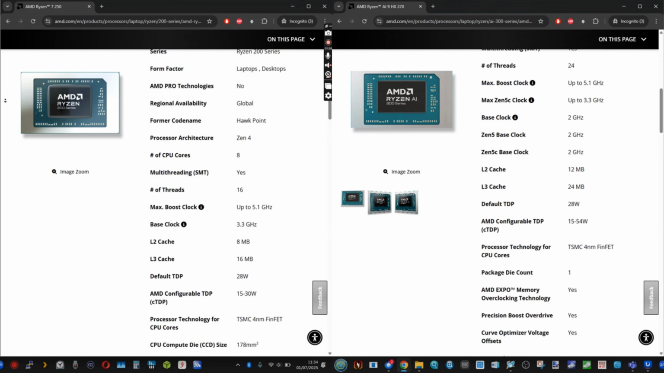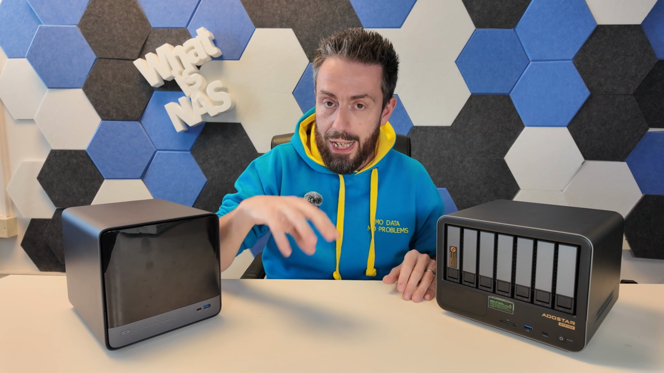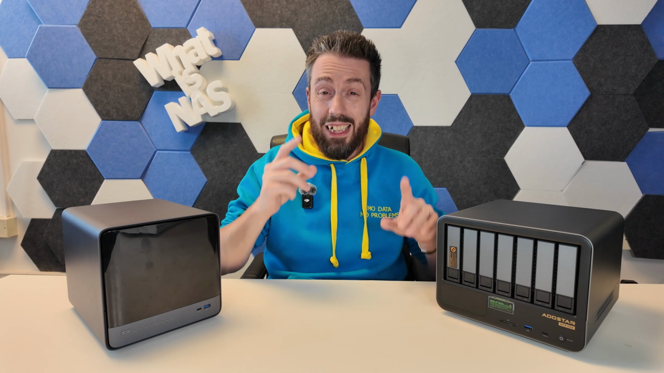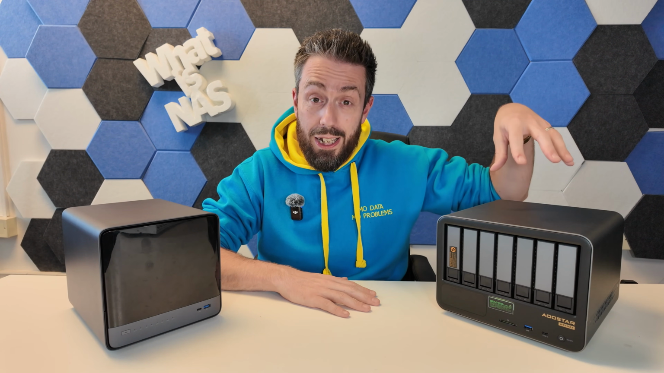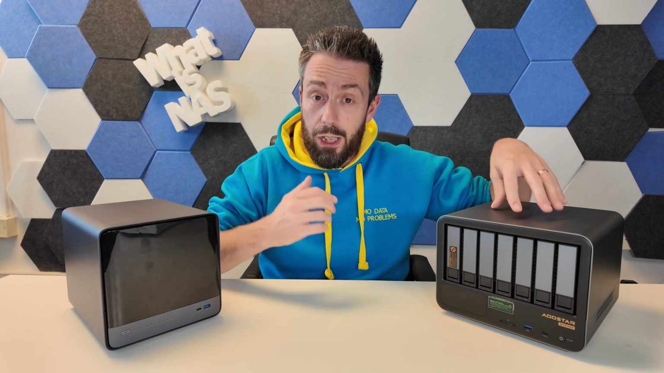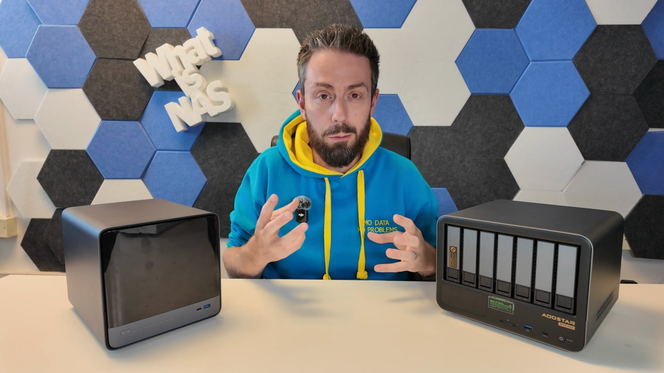But the reason we have to talk about the N5 is the N5 at that more affordable price point is actually highly comparable to the CPU configuration inside the Aoostar. So let's flick over to the screen and go through those CPUs in a little bit more detail.